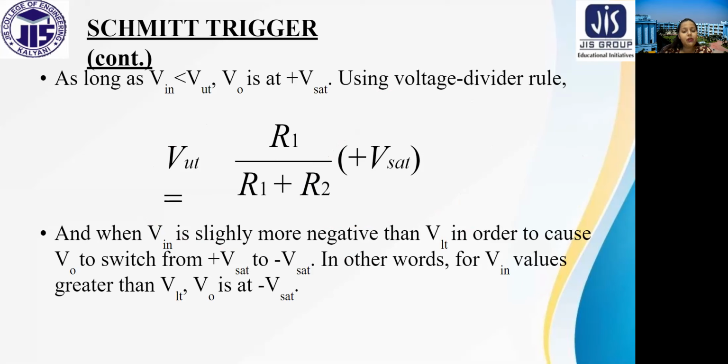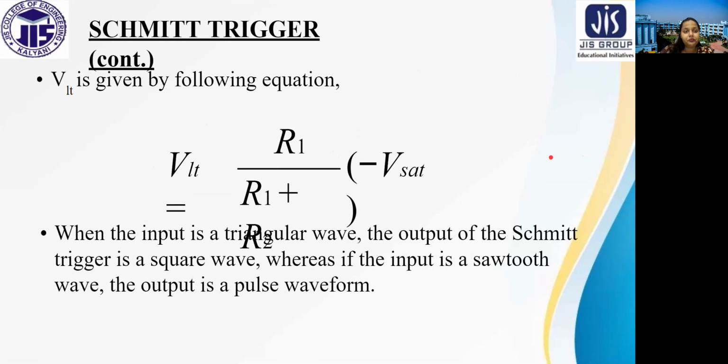Similarly, when input voltage is slightly more negative than lower threshold, it causes V0 to switch from minus Vsat to plus Vsat. In other words, for Vin values greater than V lower threshold, V output is at minus V saturation. Again, the lower threshold value is R1 divided by R1 plus R2 into minus V saturation.